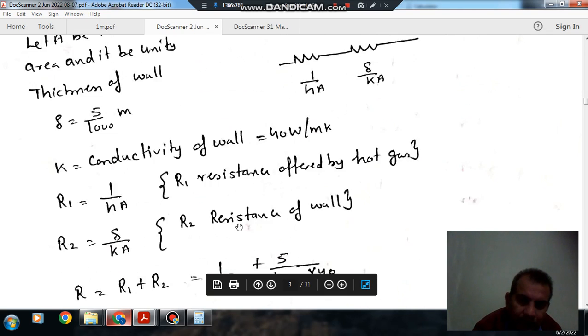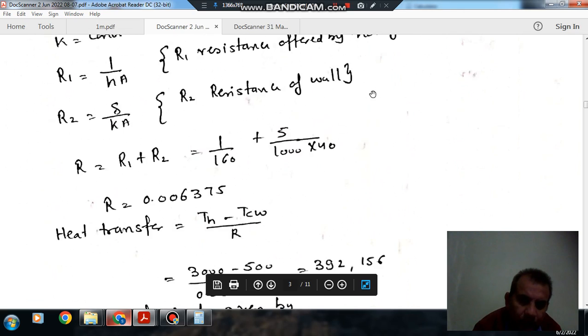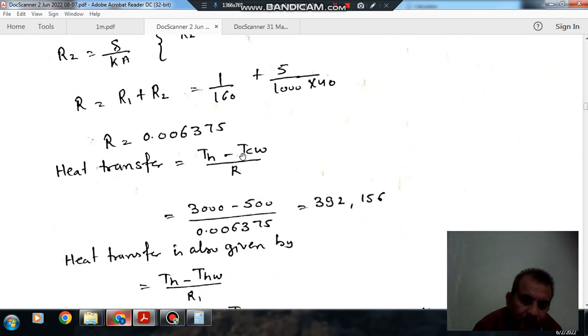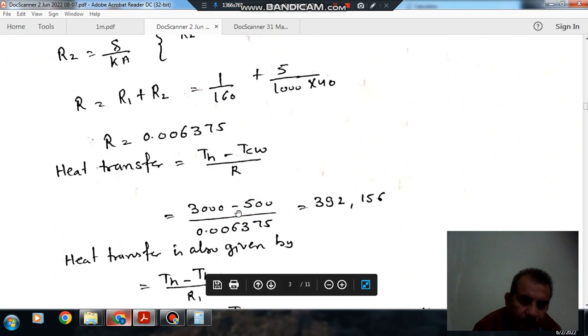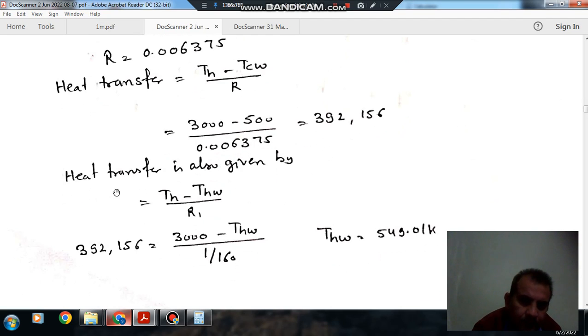0.06375. As this temperature, 3000, is known, and this temperature is known, we can find out the heat transfer also. Heat transfer is (T minus TCW) by R, or 3000 minus 500 divided by this R, so it will be 392.156.